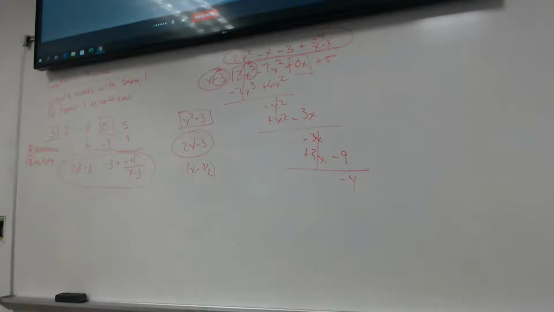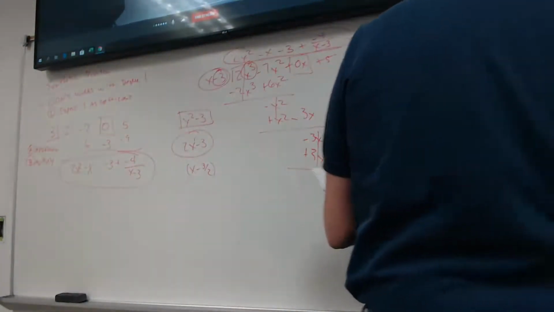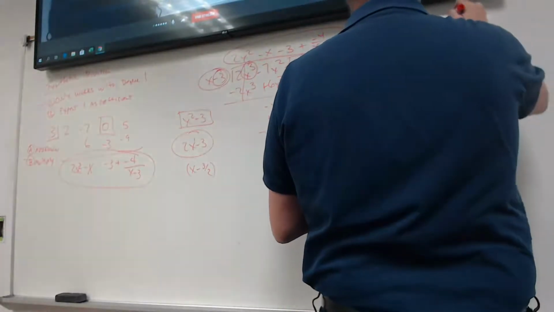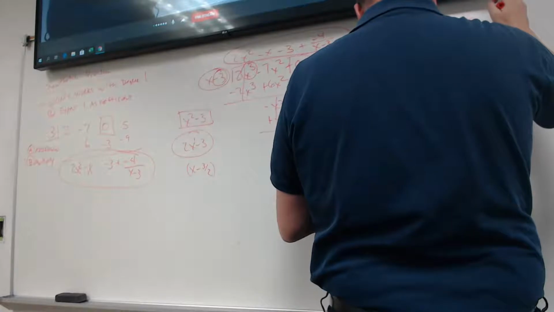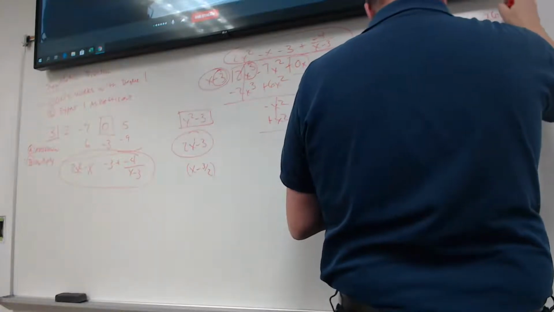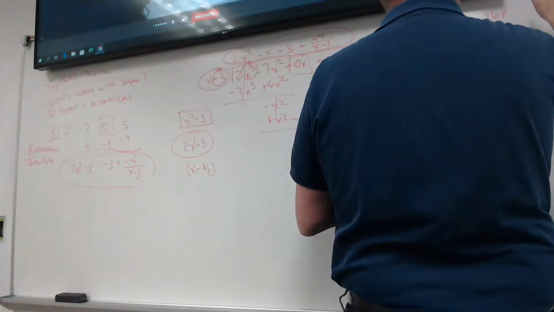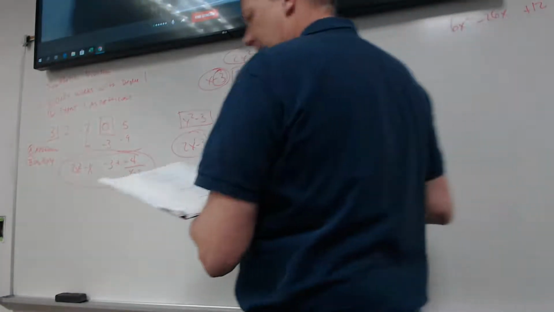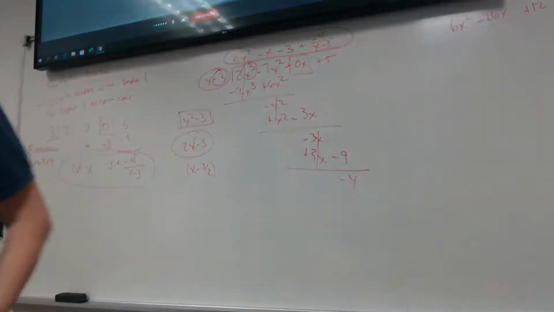Let's just do one from last time then. What if I said, I want you to do 6x squared minus 26x plus 12 divided by x minus 4. And I want you to use synthetic division.